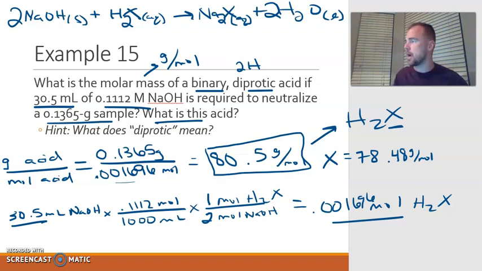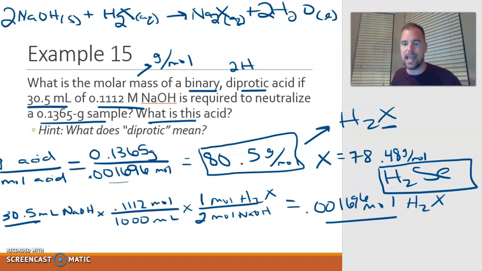So at this point, I have to ask myself, what element has a mass of 78.48? If I take a look at my periodic table, the element that has a mass of 78.48 is selenium. So the actual acid itself is H2Se, or hydroselenic acid. And notice, what did we predict at the very beginning? Remember, we said X had to have a charge of -2 because it took 2 hydrogens to cancel it out. Well, selenium is in the group that normally would have a -2, so that validates that we did this correctly. So the final answer is 80.5 grams per mole is the molar mass for the acid, and the identity of the acid is H2Se.